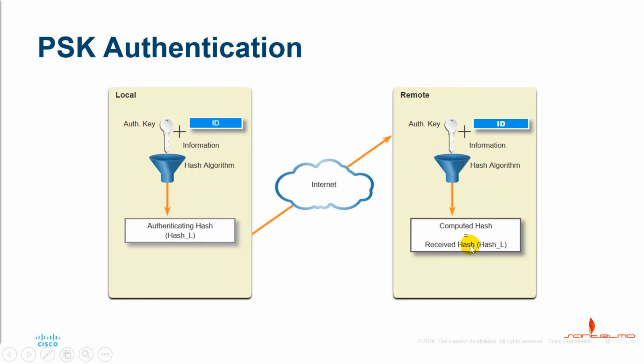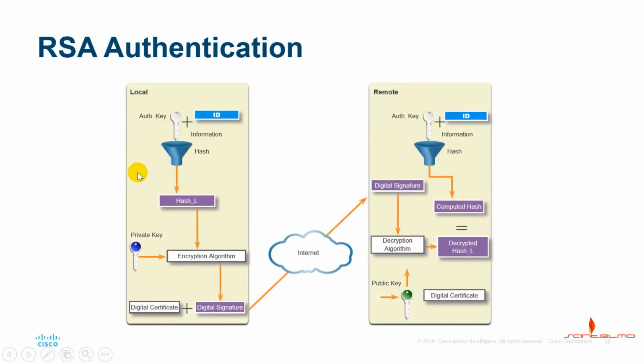So after the remote device authenticates the local device, the authentication process begins in the opposite direction, and all steps are repeated from the remote device to the local device. Alright, so that's PSK authentication. Okay, how about the RSA authentication?